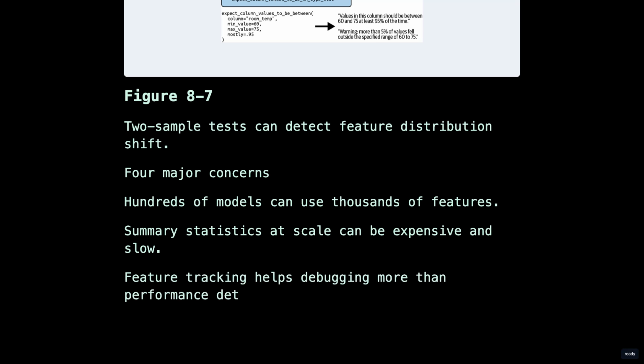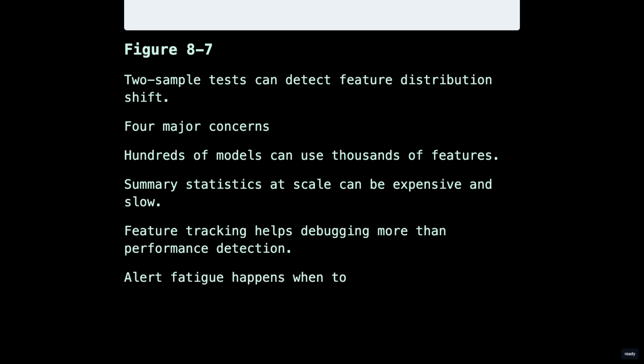Feature changes are useful clues, but they do not always tell you whether the model is truly worse. A drifted feature may be harmless, so the signal is often stronger for debugging than for judging final model quality. That is where alert fatigue comes from. If every small shift triggers an alert, the team starts ignoring the alerts. So the real job is deciding which shifts are worth attention and which ones are normal noise.